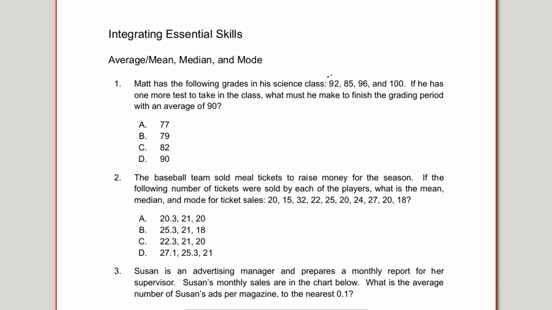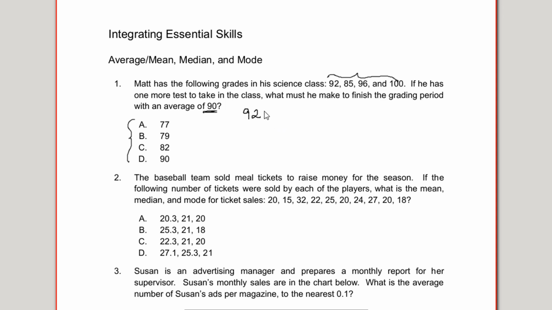So we know that he has these 4 grades already. He's going to have one more, but he wants an average of 90. There are different ways that you can approach a question like this. One way is, if you're not sure, you could take each one of these answer choices, add them in with the 4 that you have, and see where you get a 90. Let's just begin with adding up these 4 numbers.